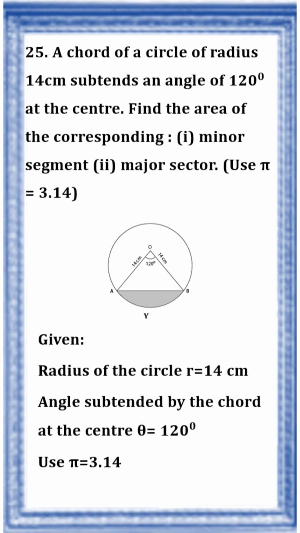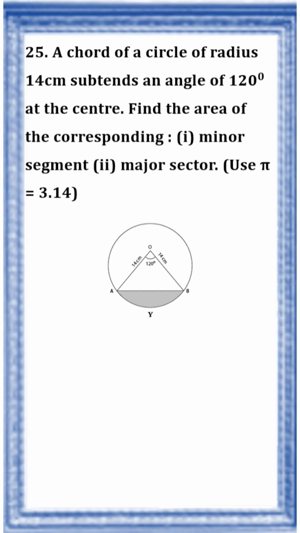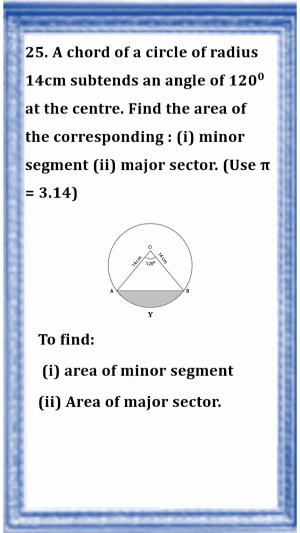Now what has been given here? Radius of the circle R is equal to 14 centimeter. Angle subtended by the chord at the center theta is 120 degree. We have to use pi as 3.14 since they have given the value there. Otherwise you could have used 22 by 7. Now you have to use 3.14. Now we have to find out the area of a minor segment. There are two questions, and the second one is area of major sector.